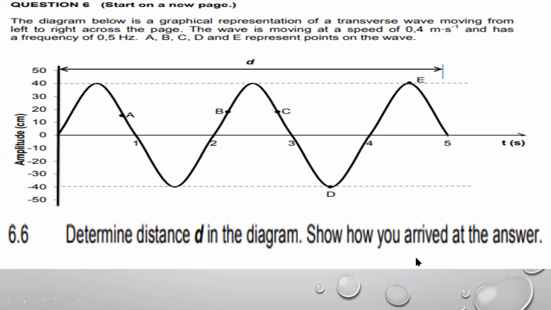Next question, distance D. Okay, we are going to calculate distance D now. What was the wavelength, people? For one wave, the distance for one wave. We are looking for D now. How many waves do we have? 2.5.